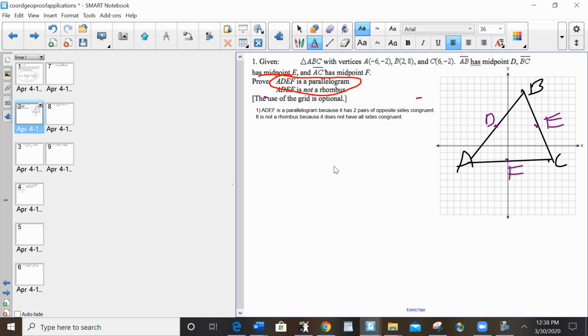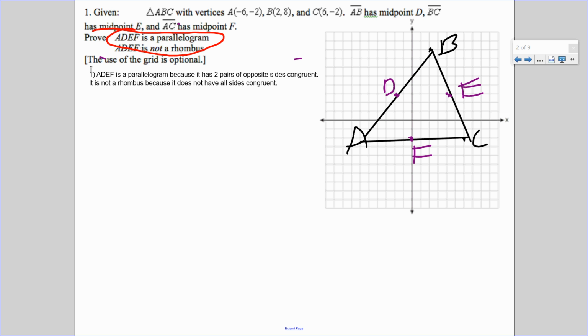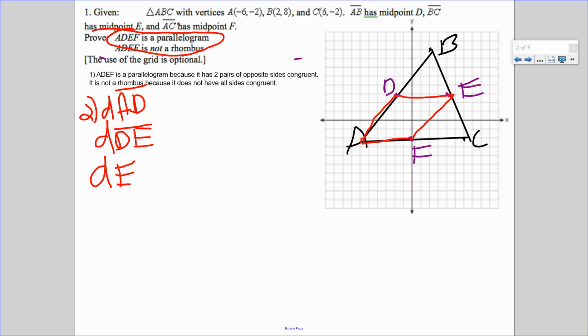So now that I did that, I'm going to do my calculations. Now be careful what you're proving: A, D, E, F. I use those midpoints to create the shape that I'm proving. So I'm doing the distance of AD, I'm doing the distance of DE, I'm doing the distance of EF, and I'm doing the distance of FA.